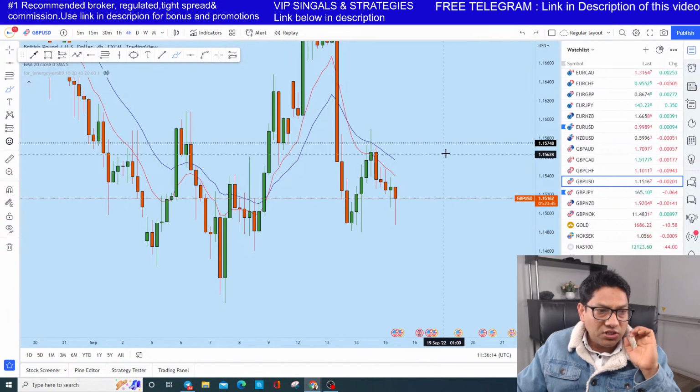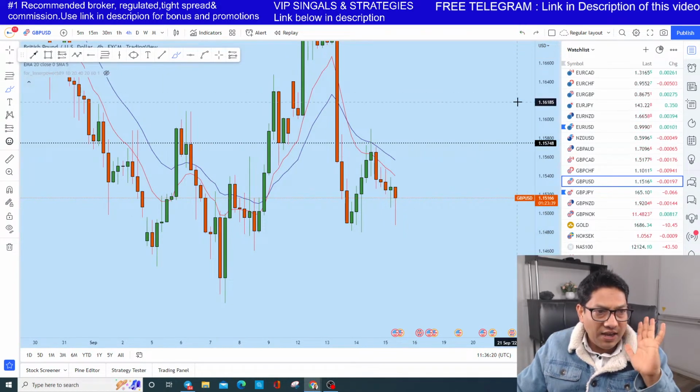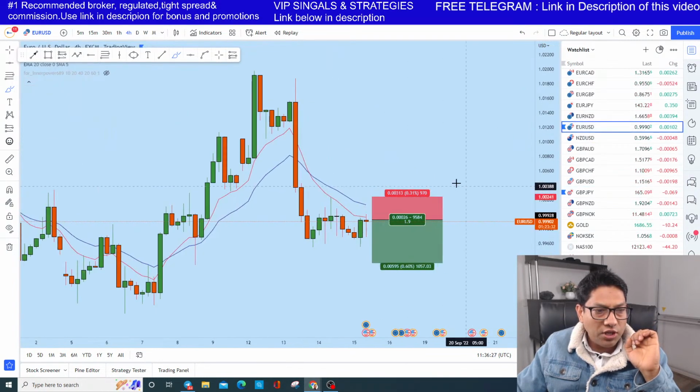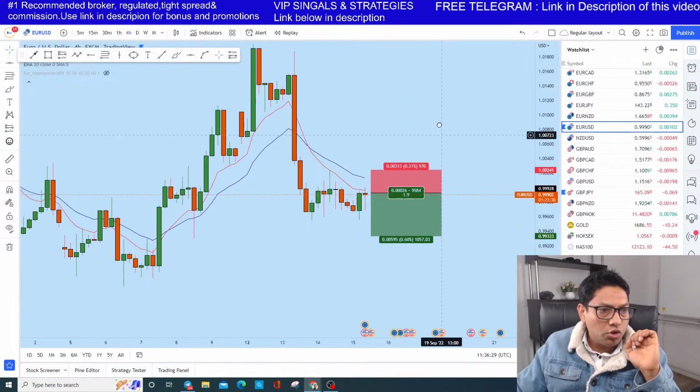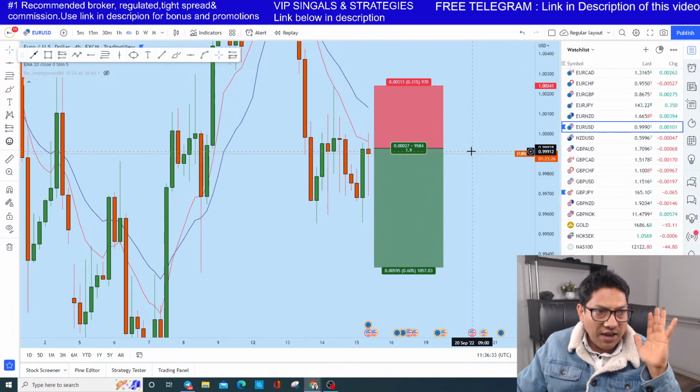So the way the price action is, every time the candle is creating a series of lower highs, this is a highly bearish price action, guys and girls. So GBPUSD, EURUSD, let's look at EURUSD. The EURUSD is also doing the same kind of thing. The price action is highly bearish.